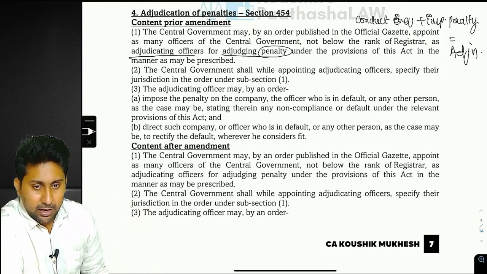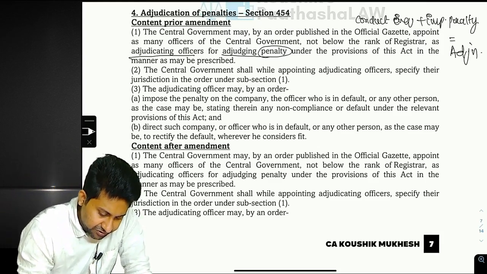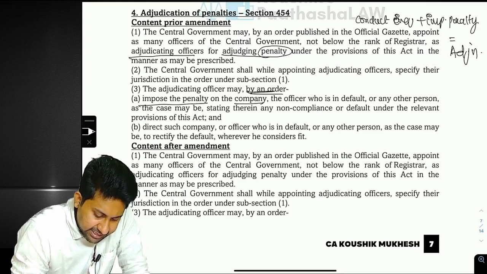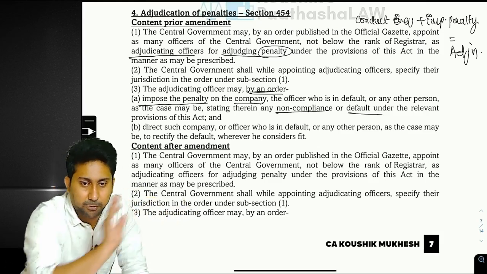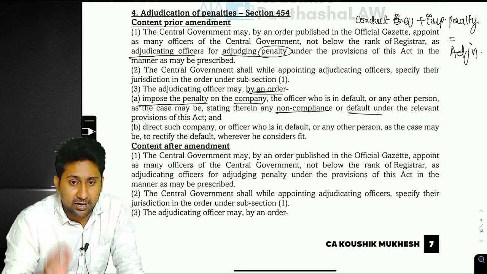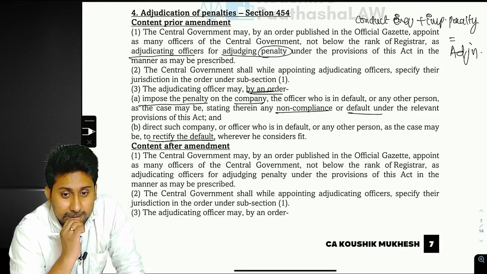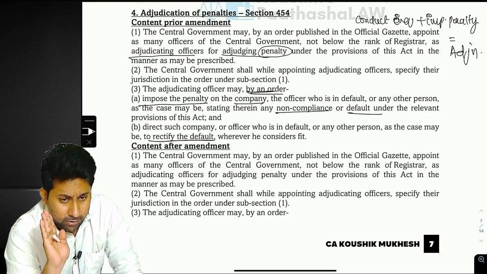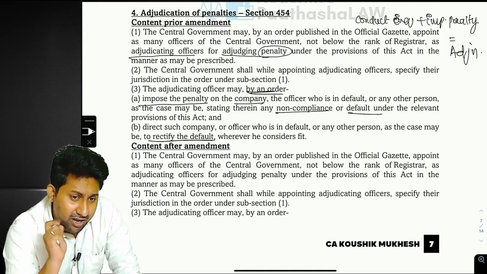Okay. Previously, the adjudicating officer, by an order, would impose a penalty on the company and officer in default, etc., by stating the non-compliance or default. They will tell you what non-compliance you have done and then impose the penalty. Not only that, they levy the penalty and also ask you to rectify the default. If I rectify the default, the wrong done has been made good. That means incorrect was made correct. Then why are you levying a penalty again?